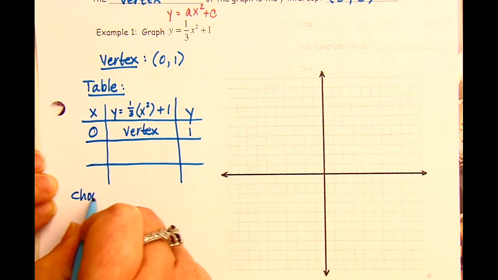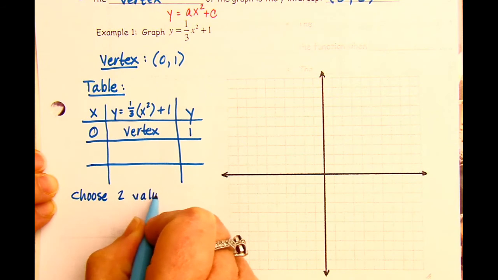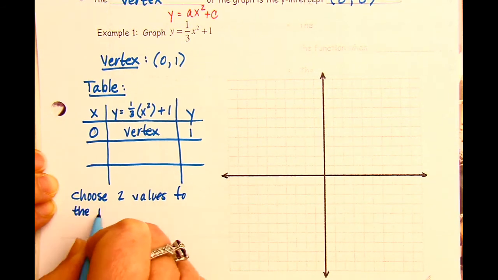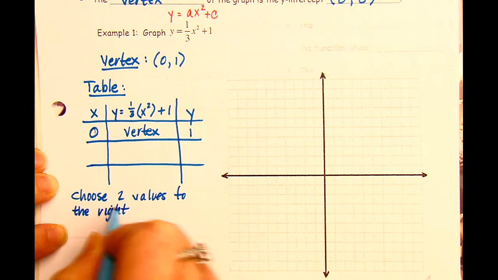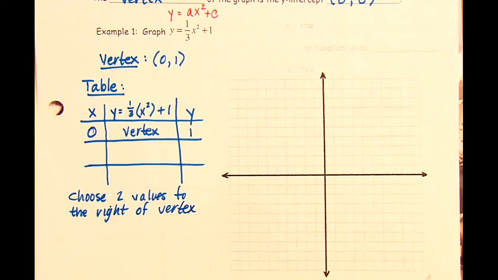Choose 2 values to the right of the vertex. We want them to the right because those are going to be called points P and Q, and we're going to use the axis of symmetry to find P prime and Q prime.